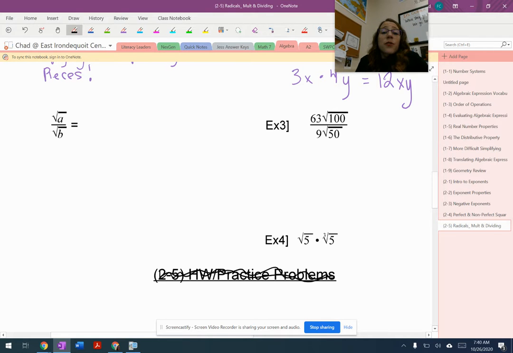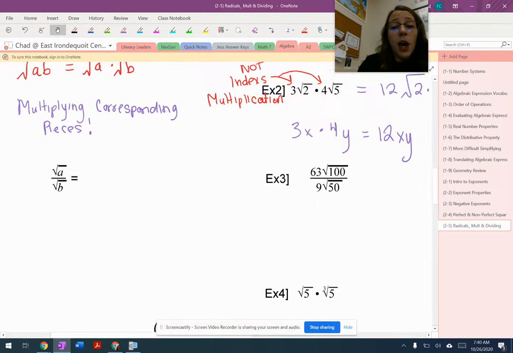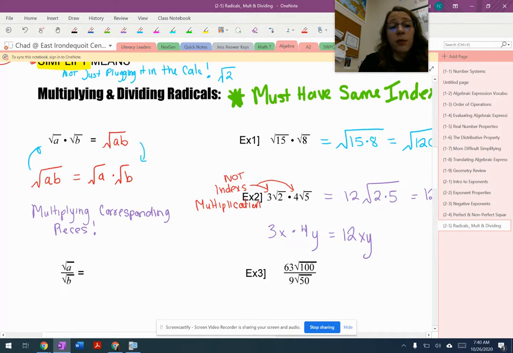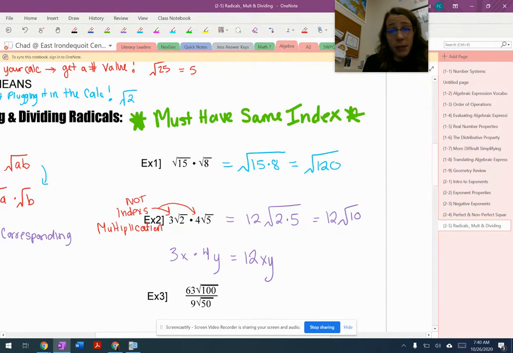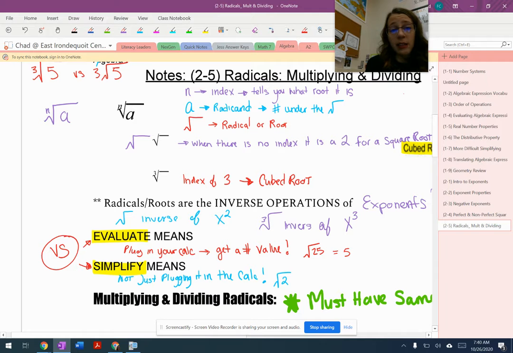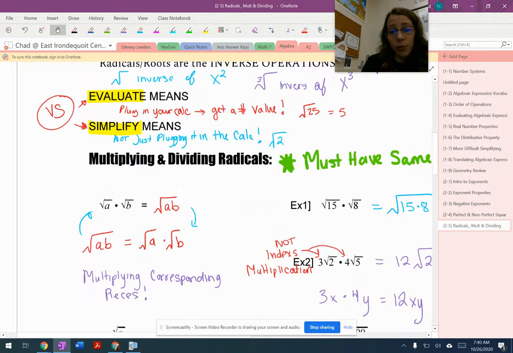So we're looking at notes for 2-5 algebra, unit 2, lesson 5, multiplying and dividing radicals. And in this video, we're taking a look specifically at dividing. Just like we already talked about, when we're dividing radicals, they have to have the same index. And that index is that little itty bitty number in the root.